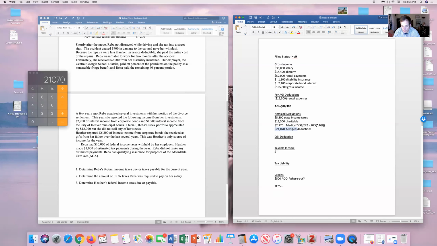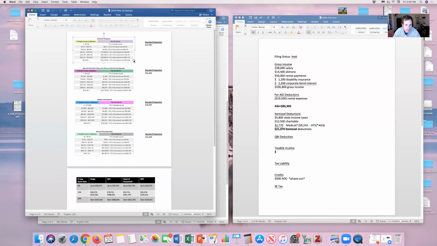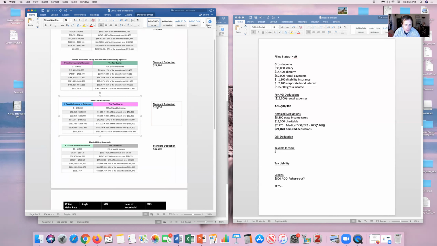So let's see here. You probably remember already, but we figured out that she is head of household. Her standard deduction would be 18,350. And that's clearly less than her itemized deductions, so she's going to itemize.